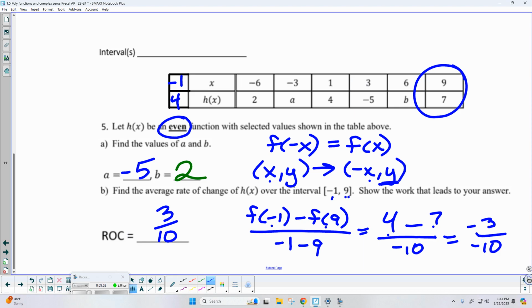We're not technically plugging them in, whatever the function h looks like. All we know is that, for example, if I have a 9 and I plug it into function h, the corresponding y value is 7. I was able to figure out what corresponds to −1 because it's an even function. So we're not technically evaluating anything ourselves. Okay. All right, is that good? Is there anything else?